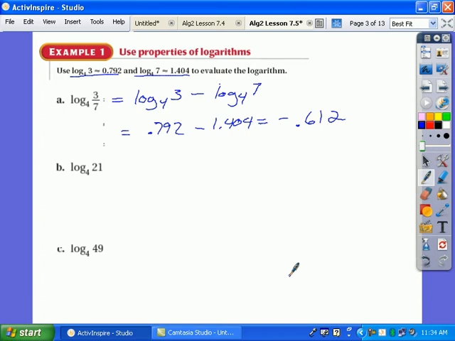For part B, I can consider 21 as 7 times 3. So I can break this log back into log base 4 of 7 times 3. But from our first property on the last screen, this can be broken up into log base 4 of 7 plus log base 4 of 3.